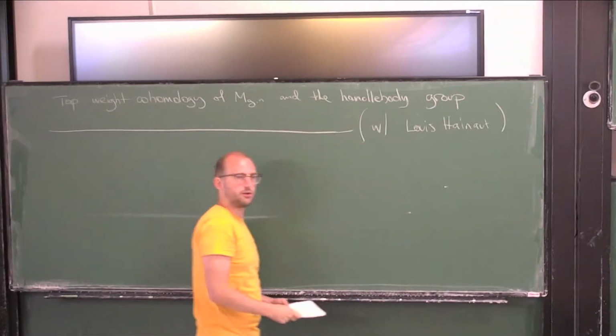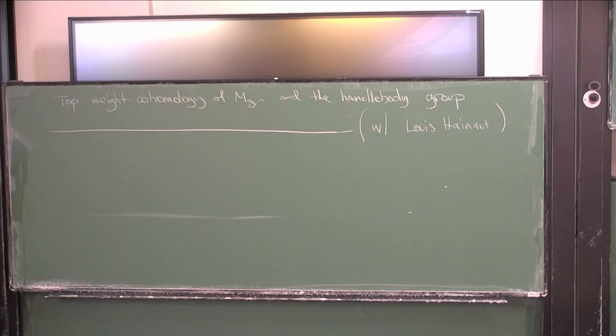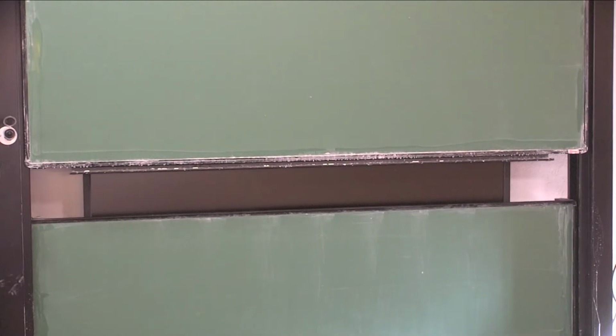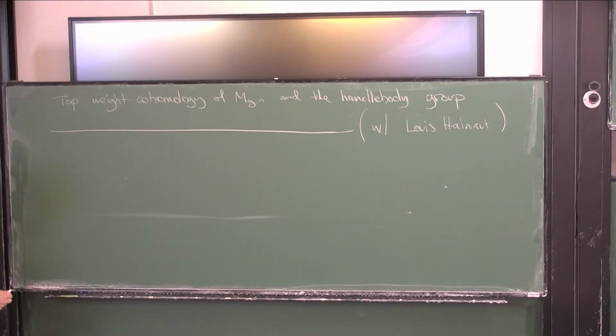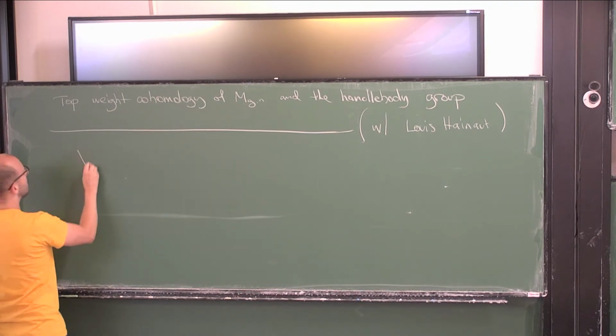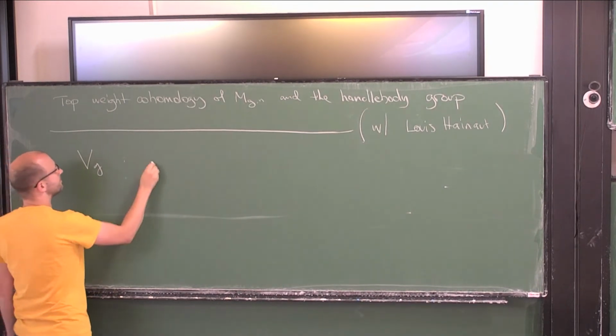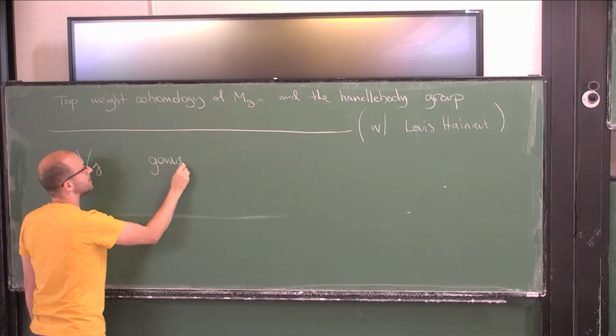So we already heard about top-weight cohomology of M_{g,n} in several talks, Francis Brown. Okay, but so let me begin by saying something about what the handlebody group is. So by B_g, the genus g handlebody.